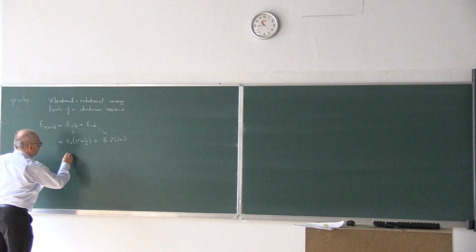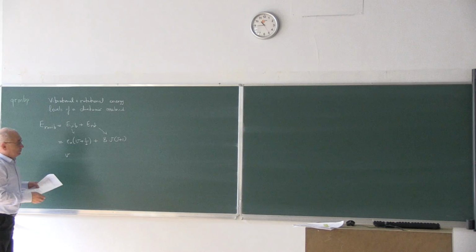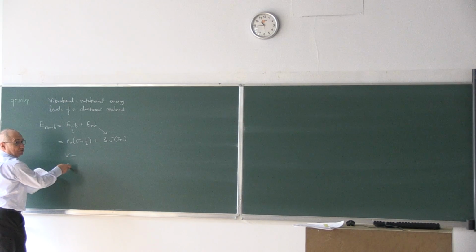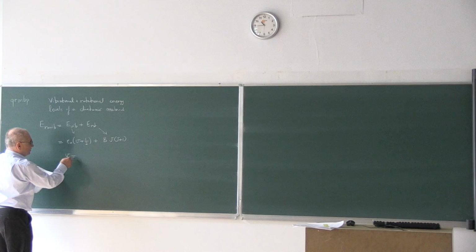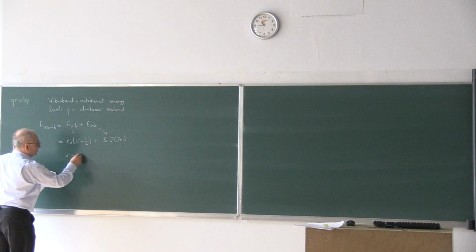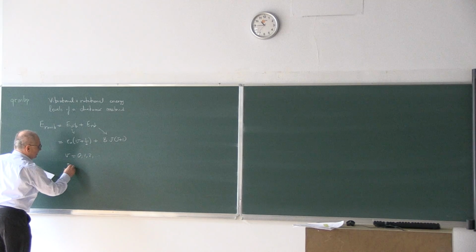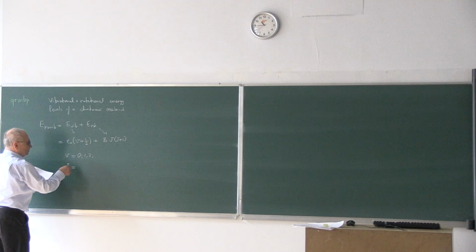Here there are two quantum numbers. One is V, the other is J. These are independent quantum numbers. Vibration quantum number V takes values 0, 1, 2, and so on. Same is true for the rotational quantum number.